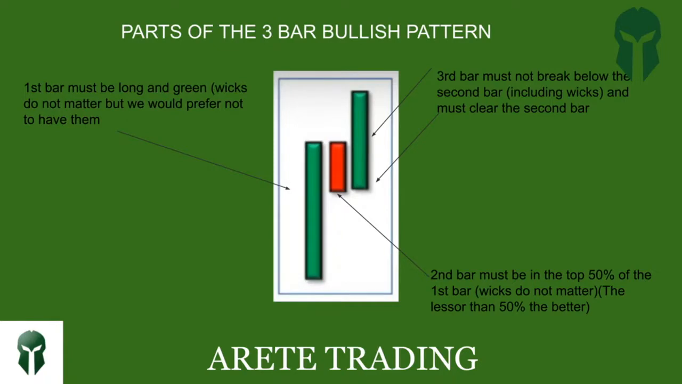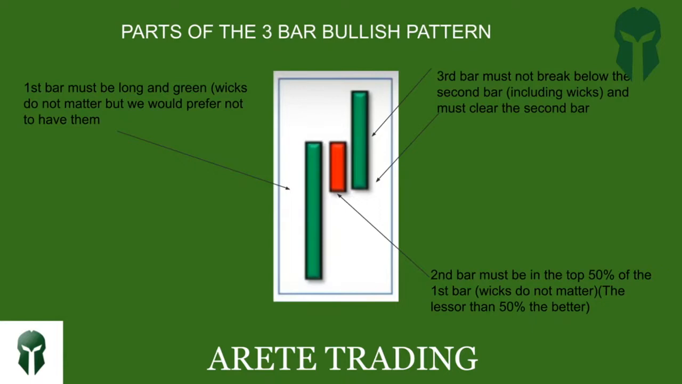Parts of the 3-bar bullish pattern. So they can be tiny flags to an extent, but there's a little more to it. And we're going to get into that. You'll see it in the examples. Parts of the 3-bar bullish pattern. Number 1 on the left-hand side right here. Okay. First bar must be long and green.